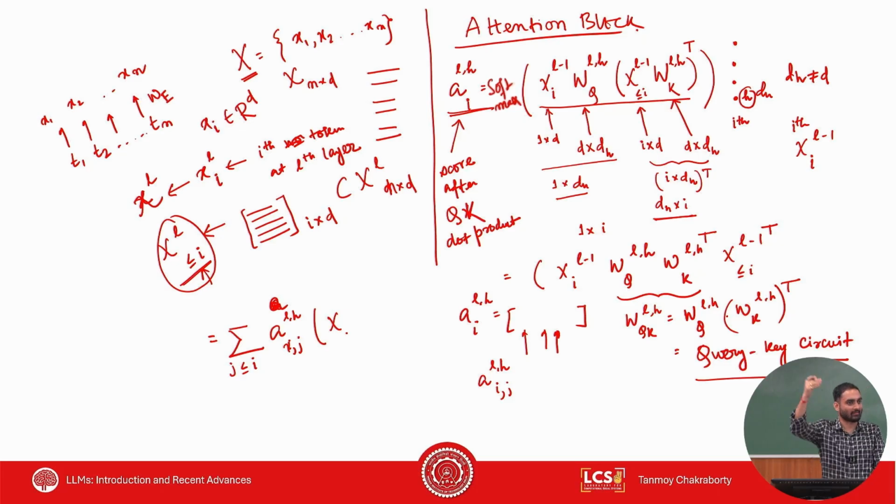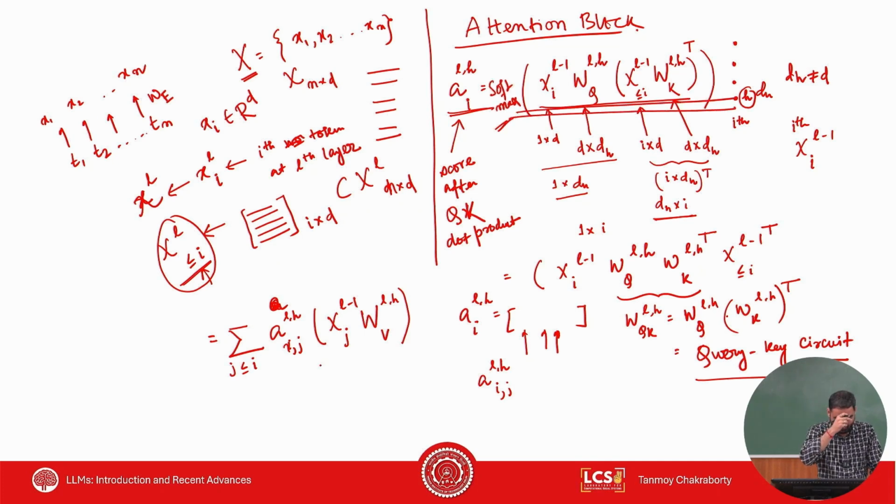Query has already come from I, right? Keys and values will come from J. So the input for this will be X_J^(L-1), and I need a value matrix W_V^(L,H), right? This will give you the output.